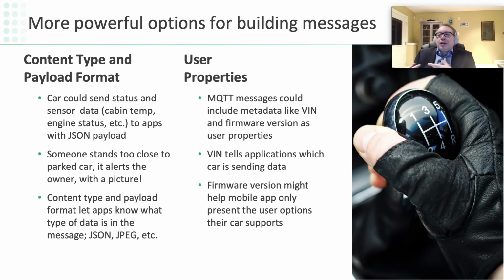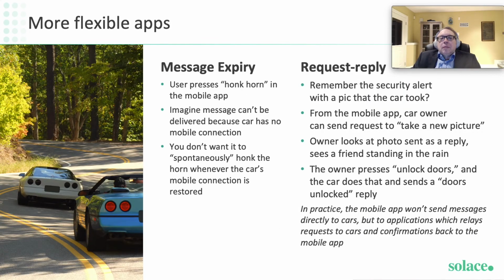The firmware version is useful as well, because if the car is running an older version of firmware, you don't want to start popping up buttons and options on the mobile app that the car doesn't support. So knowing the firmware version helps you with that. And once again, it makes it very easy to encapsulate and carry this sort of information in your MQTT messages with user properties.